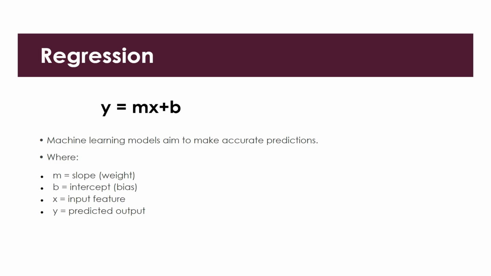The formula for the line is y equal to mx plus b, where m equal to slope of the line. It tells us how fast the value of y changes when x changes. b is the intercept, the point where the line touches the y-axis when x equal to 0. x is the input and y is the predicted output. The job of machine learning is to find the best possible m and b so the line fits our data correctly.